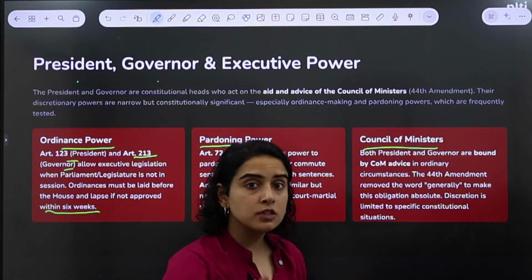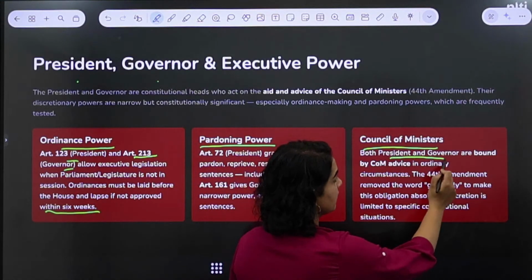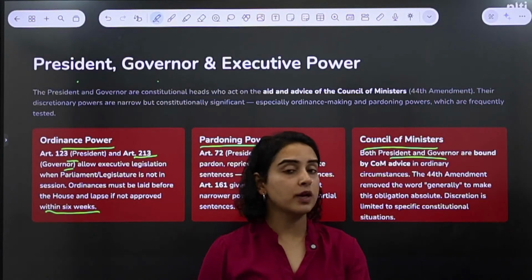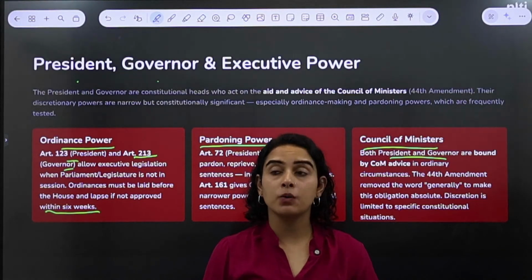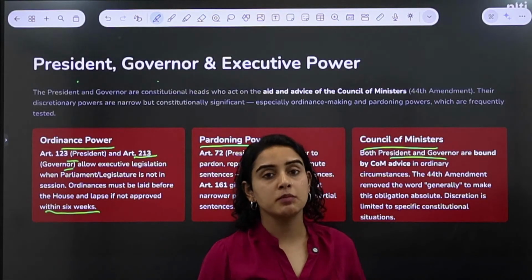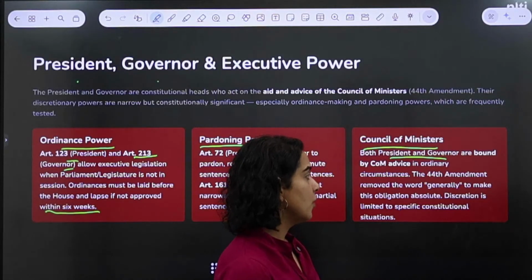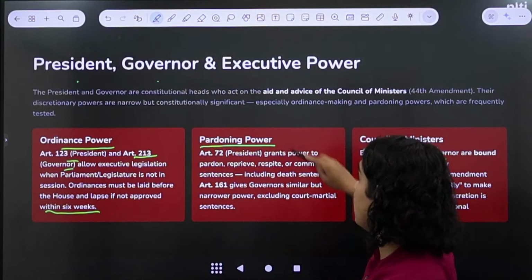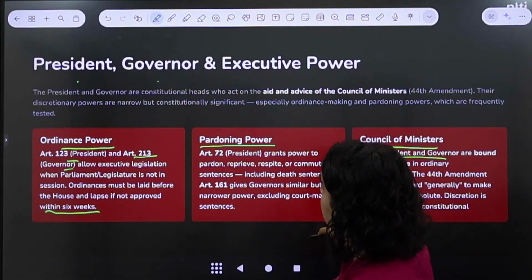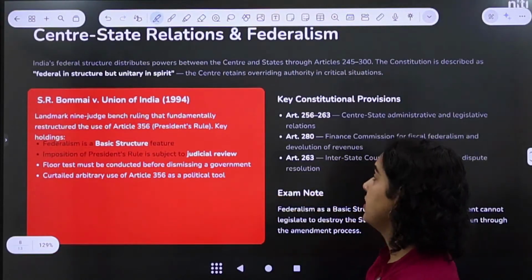Now, the Council of Ministers is going to aid and advise both president and governor in what has to be done in the country. And the president and governor, they are bound. It's mandatory for them to follow whatever the Council of Ministers is saying. All right. So, that is something which is really important for you to understand about the executive. Then, moving ahead, we have center state relations.